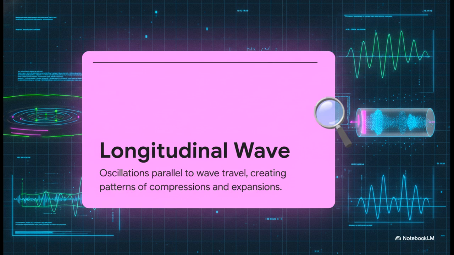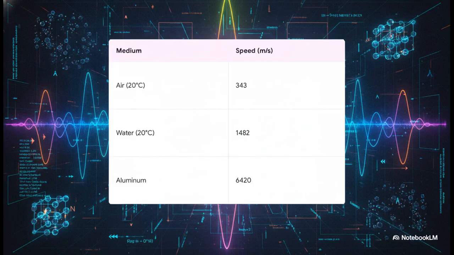Imagine, say, a piston pushing into a tube of air. It compresses the air right in front of it, and then as it pulls back, it creates an expansion. That moving, periodic pattern of high-pressure compressions and low-pressure expansions, that is exactly what we hear as sound. Now, check this out. The speed of sound dramatically changes depending on what it's traveling through. In room temperature air, it moves at a respectable 343 meters per second. But look at water. It leaps up to nearly 1,500 meters per second. And in solid aluminum, we're talking over 6,000 meters per second.